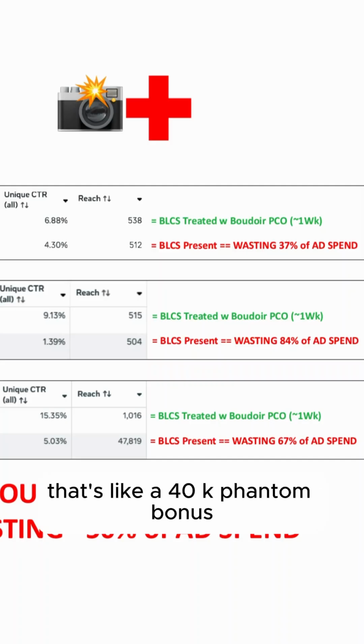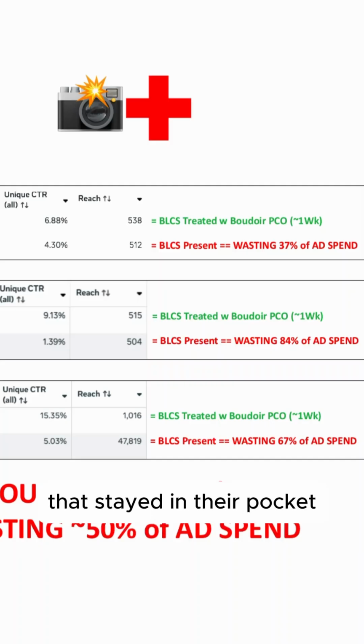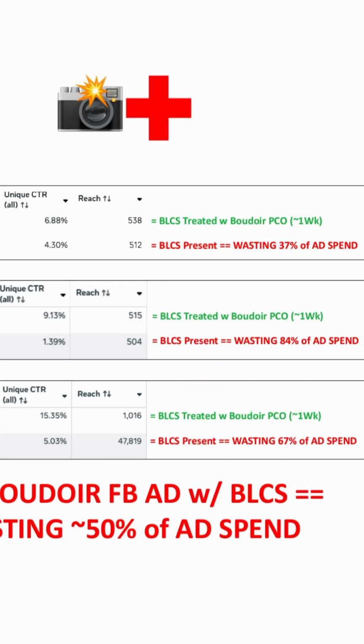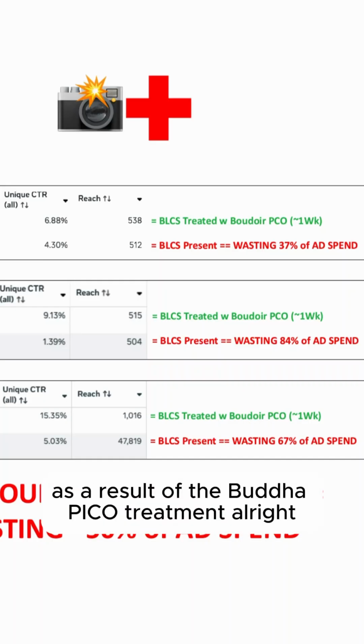And at the end of the year, that's like a 40K phantom bonus that stayed in their pocket that they didn't have to spend out of pocket as a result of the Boudoir Pico treatment.